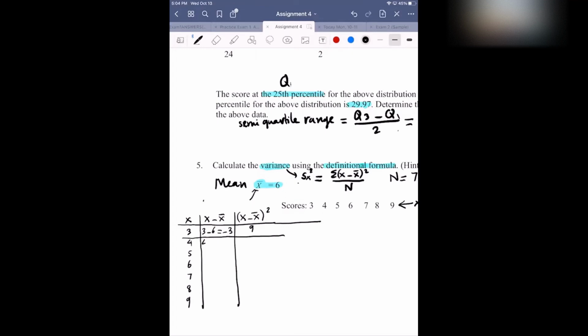4 minus 6 is what, everyone? Right, -2. -2 squared is what? All right, 4. So you see the pattern. Go ahead and try the rest for me. I'm going to give you a minute to try it, and I'm going to randomly call on people to tell me the answer. You need to tell me out loud. Go ahead and do it on your own.